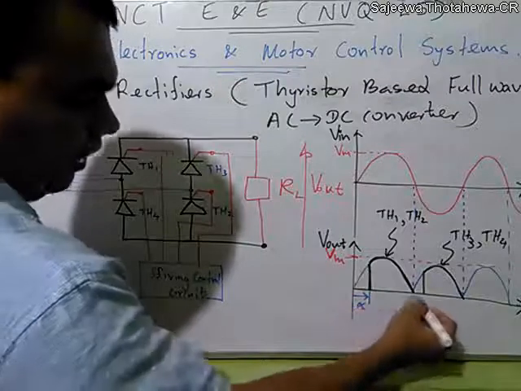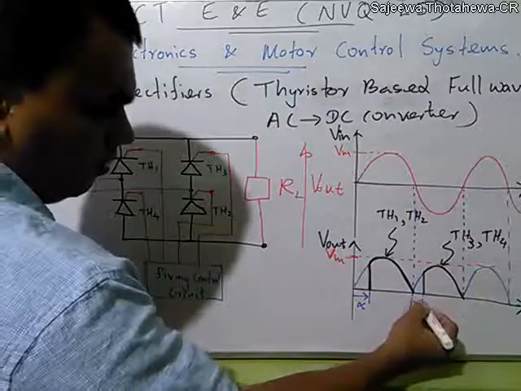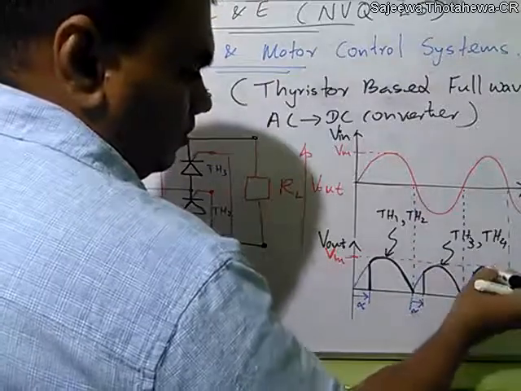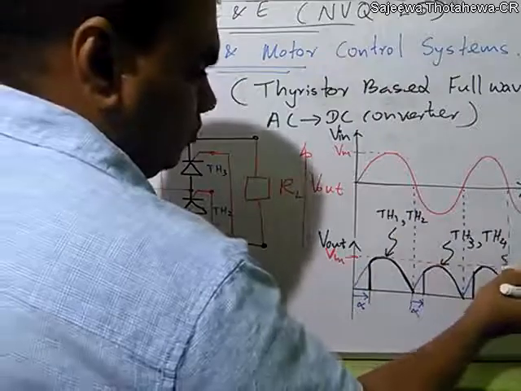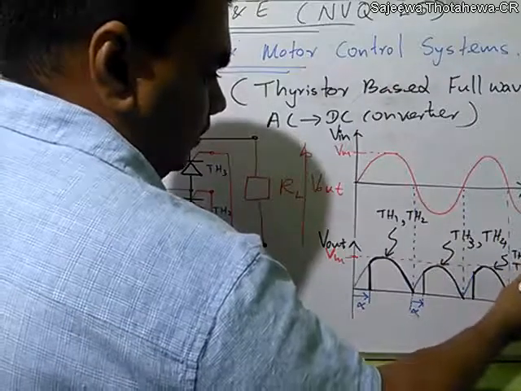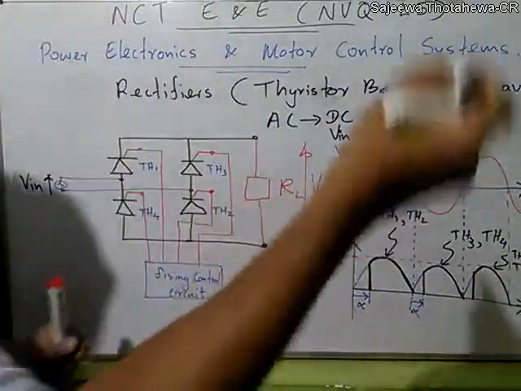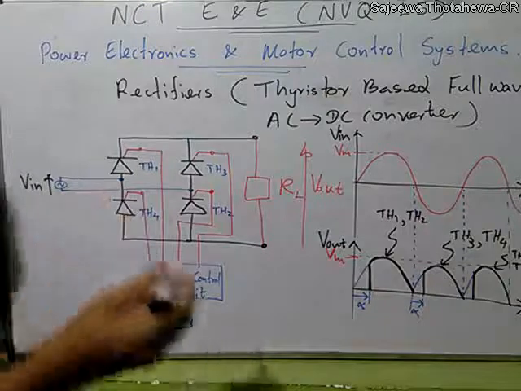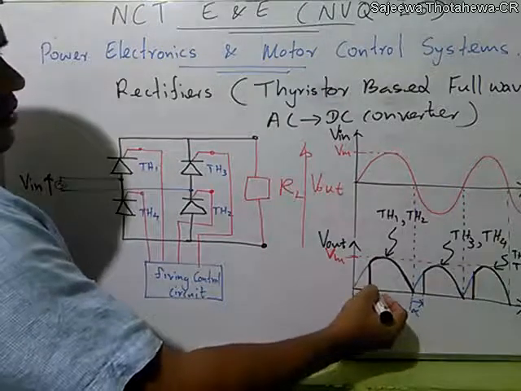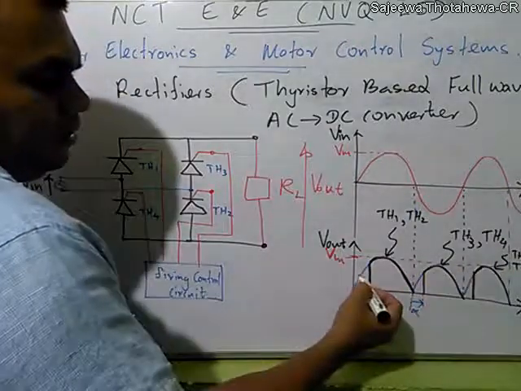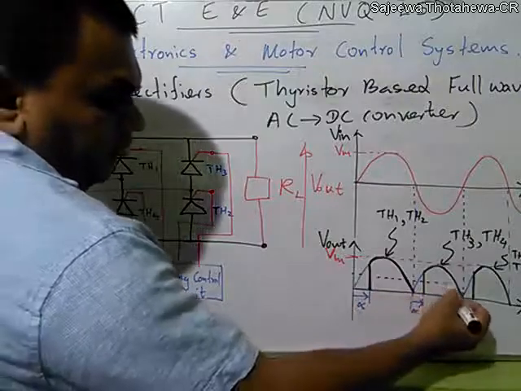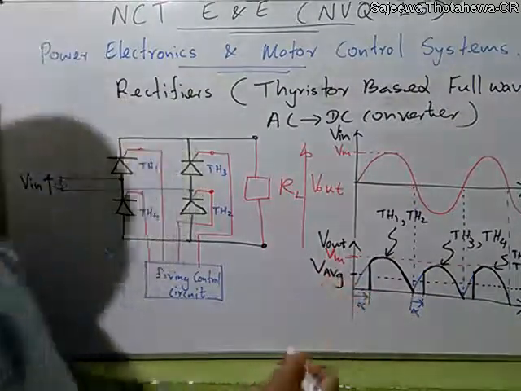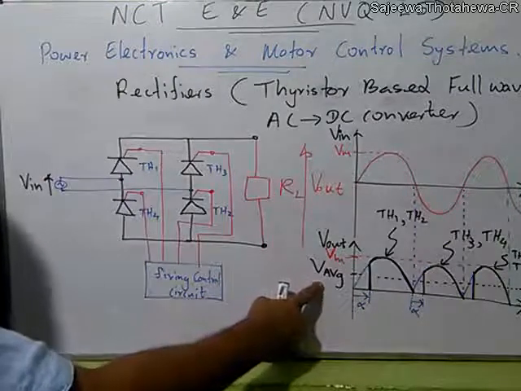Let's take the firing angle of this circuit as alpha. Then here also we have alpha. Then again we have the result of TH1 and TH2. Like that we can fire simultaneously, right? Here the output voltage is fluctuating like this, so we can define an average value for this kind of waveform. Let's take that as V average, the average voltage of the output voltage.